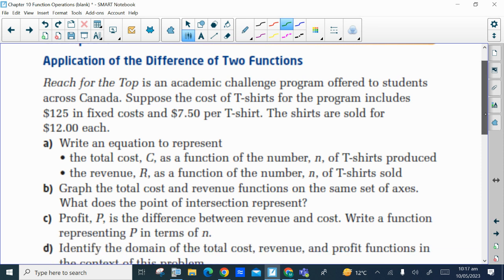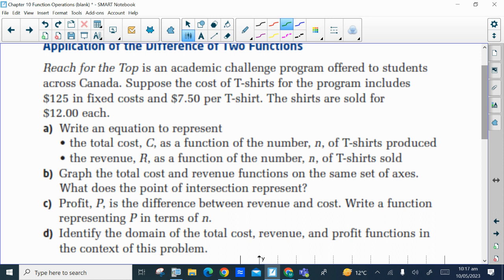Reach for the Top is an academic challenge program offered to students across Canada. Suppose the cost of t-shirts for the program includes $125 in fixed costs, $7.50 per t-shirt. The shirts are then sold for $12 each. We want to write a cost function and a revenue function.